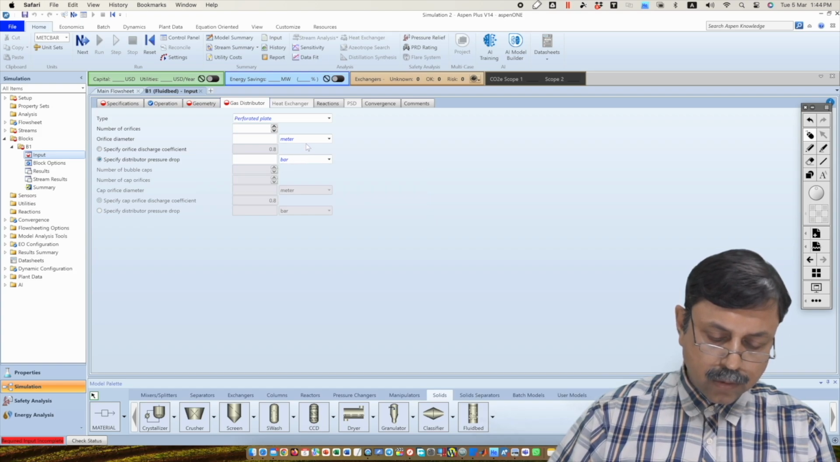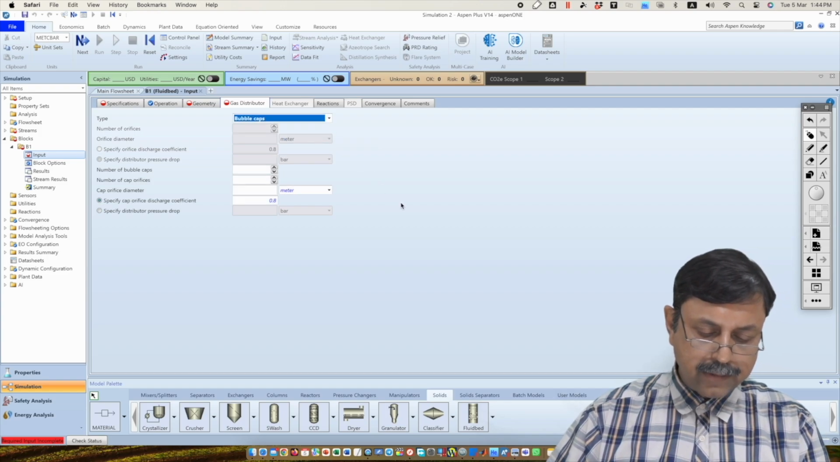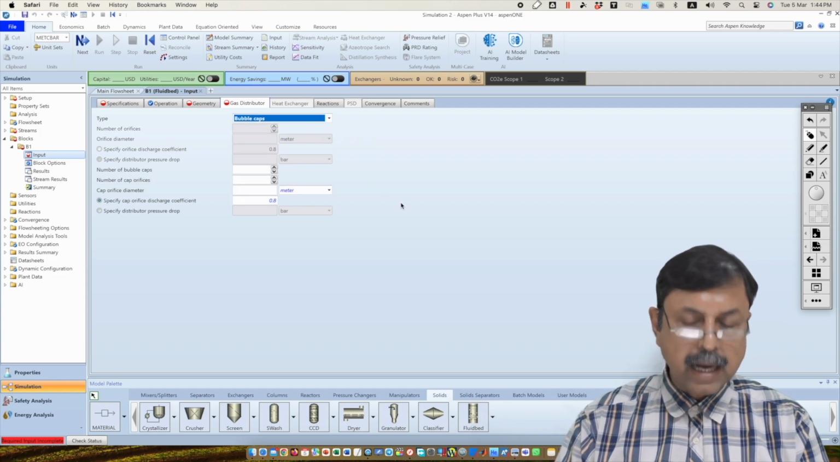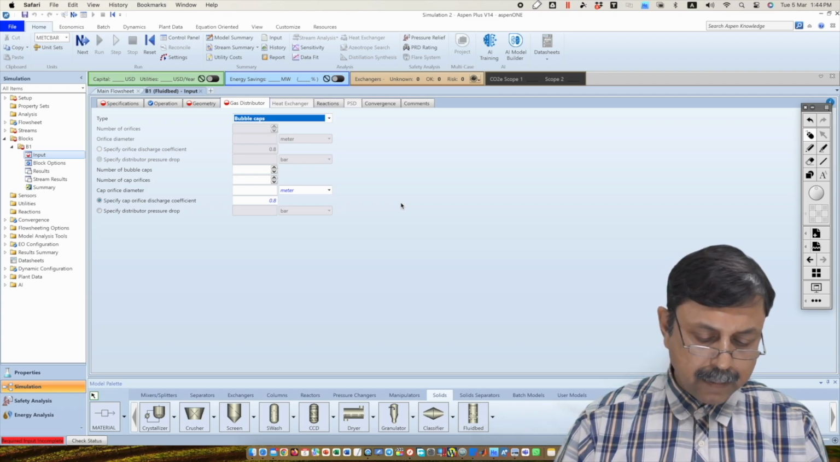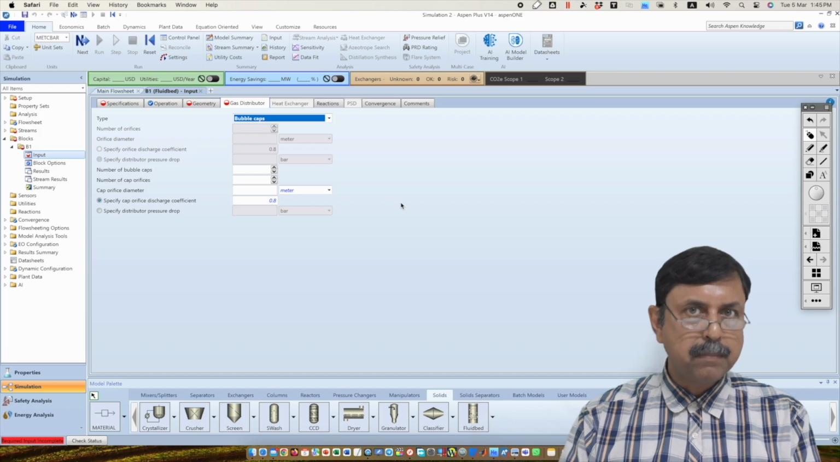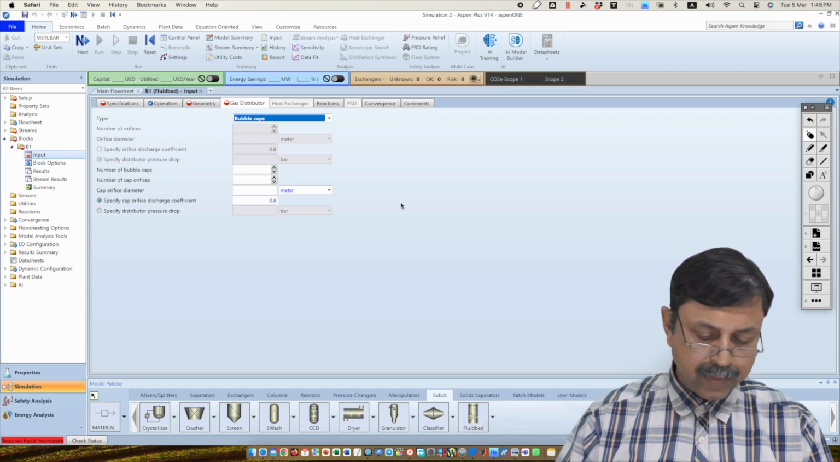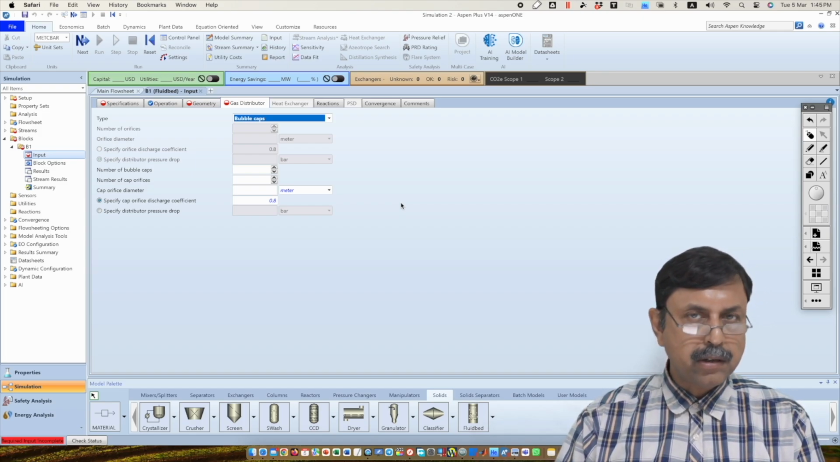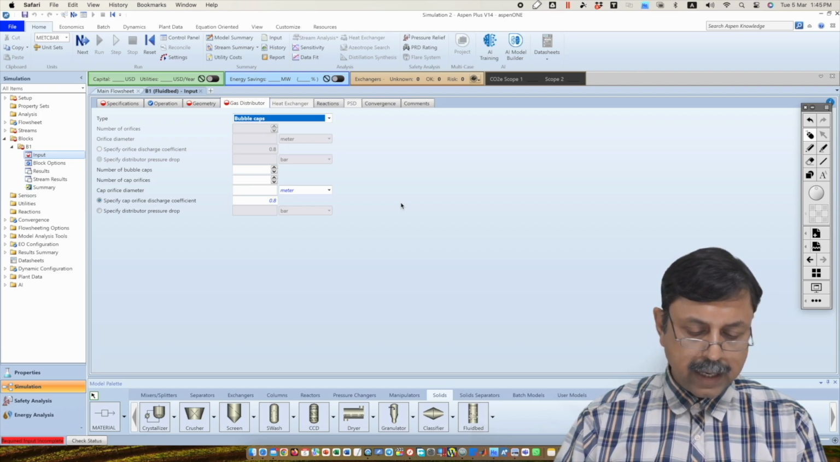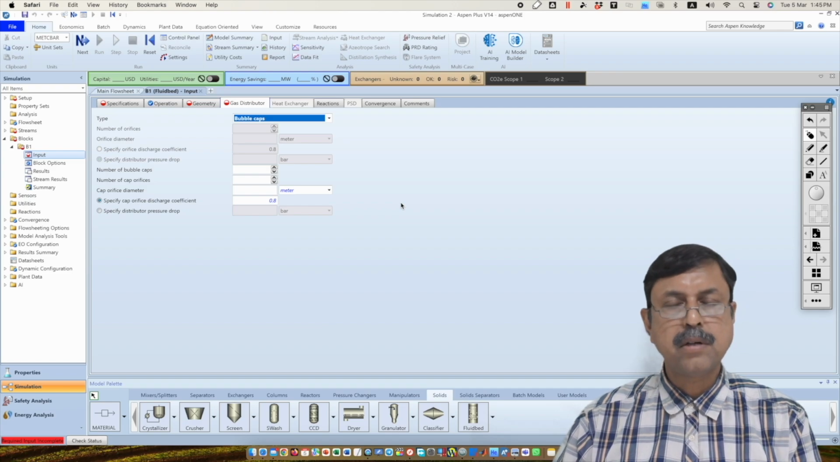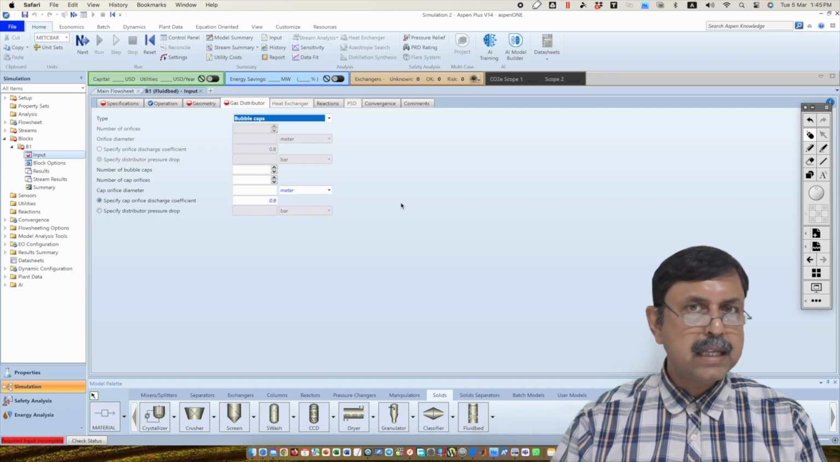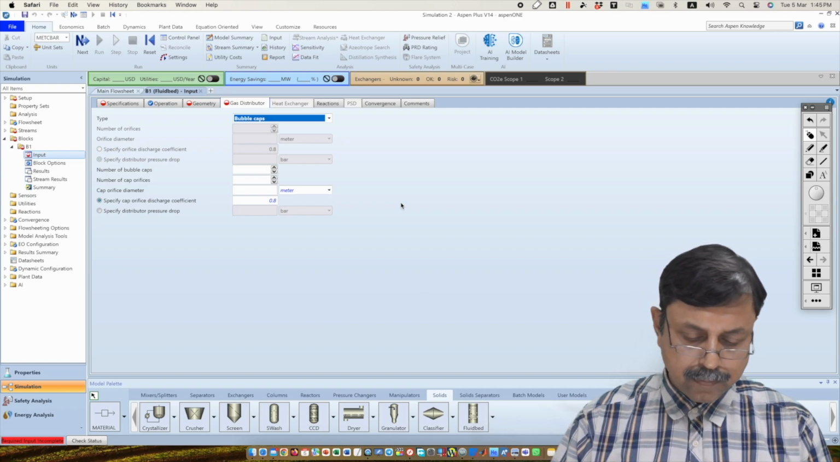Similarly, if you use a bubble cap type of gas distributor, in that case, you have to again provide the number of bubble caps and the number of cap orifices, because a bubble cap will also have orifices. The cap orifice diameter also you have to provide. And again, either the cap orifice discharge coefficient or the distributor pressure drop information, you have to mention.